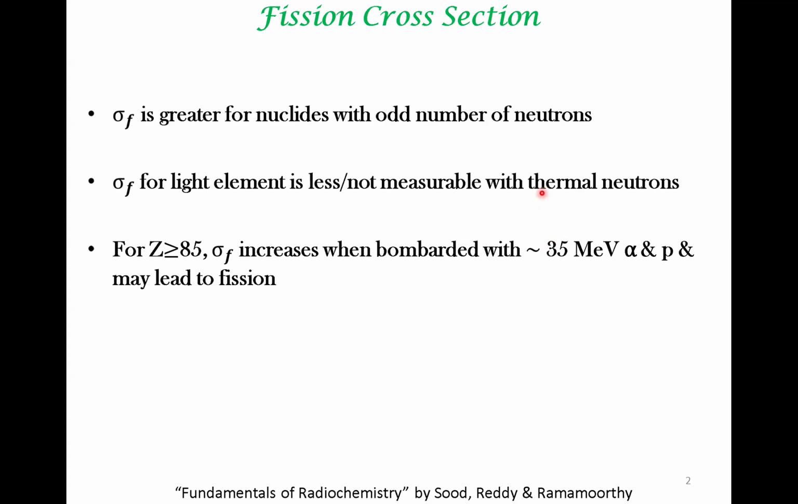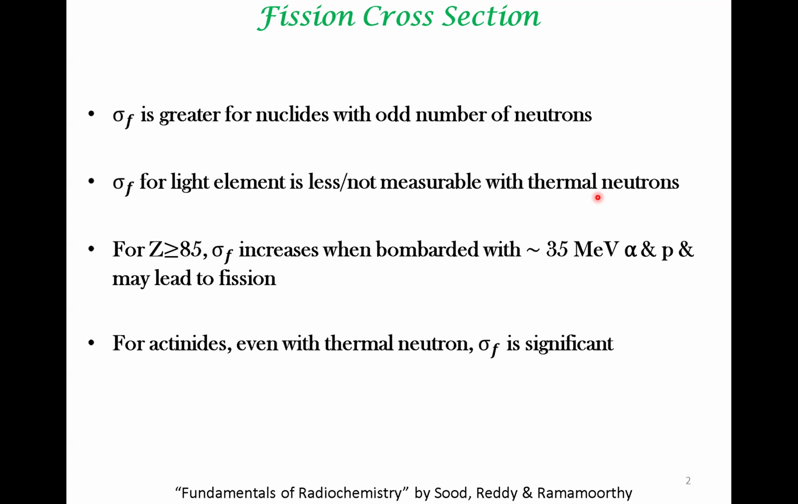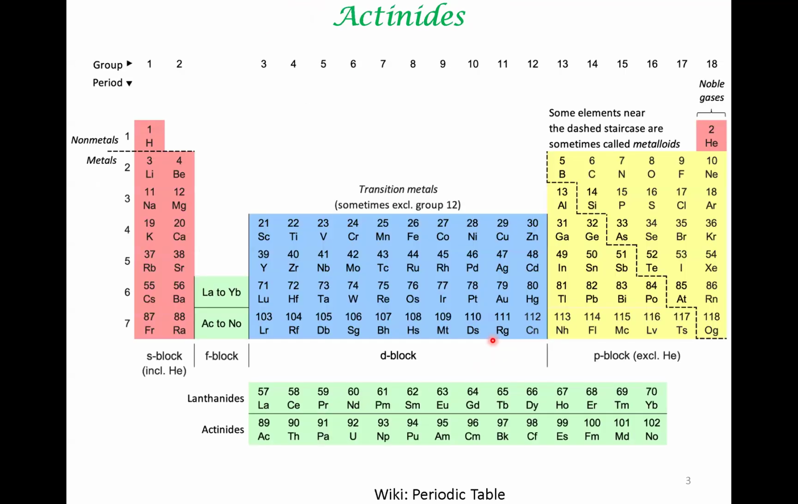As opposed to this, just contrast this scenario, because neutrons are neutrally charged. There is no Coulomb barrier. That's why neutrons are very interesting for nuclear reactions. For actinides, we will clarify what we mean by actinides, even thermal neutrons are good enough to cause fission. So the reaction cross-section is significant to cause fission.